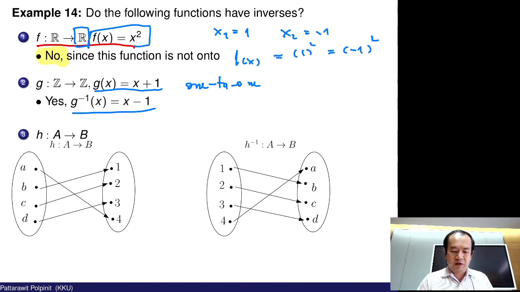And then the last one: h is a function from A to B. Then h inverse is the function from B to A. If you look here, h is one-to-one and onto. So we have no problem finding the inverse.